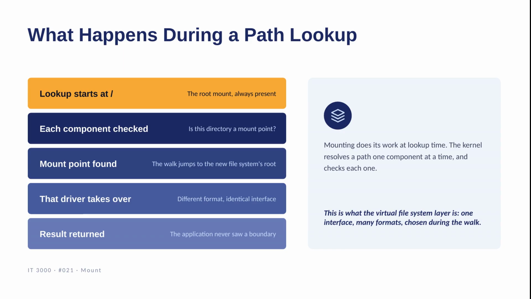So how does a mount actually take effect? It happens during path lookup. When you open a file, the kernel starts at the root and walks the path one component at a time, and at each step it asks a simple question: is this directory a mount point? If it is, the walk jumps sideways into the root of the mounted file system, and from that point on, a different driver interprets the bytes. Same interface, different format. The result comes back to your application, which never sees the seam. That's the virtual file system layer in action. One interface, many formats, chosen mid-walk.